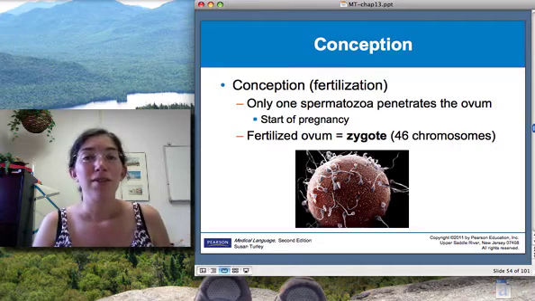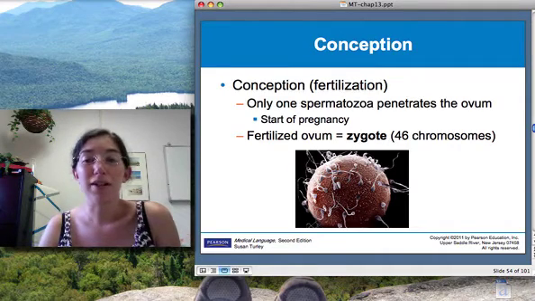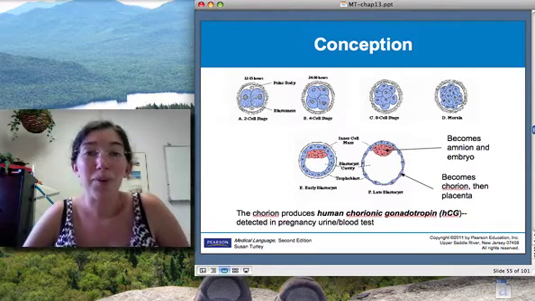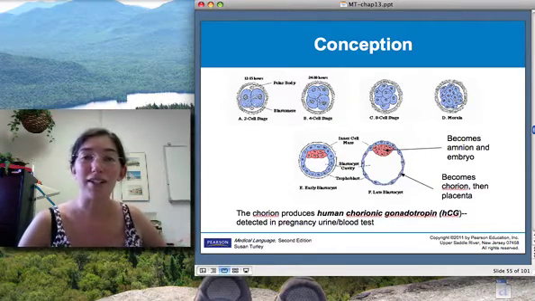And conception, or fertilization, is the start of pregnancy. Hopefully, assuming that the egg then, I guess it's technically the start of pregnancy.